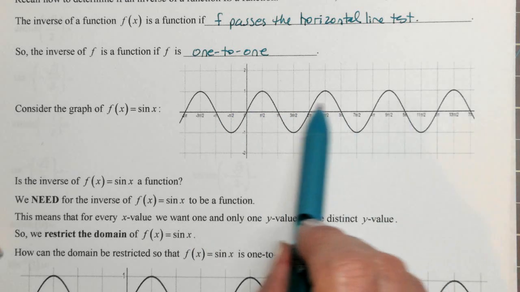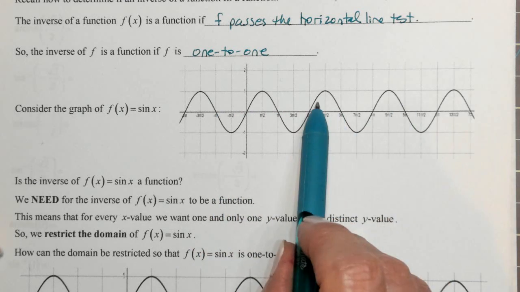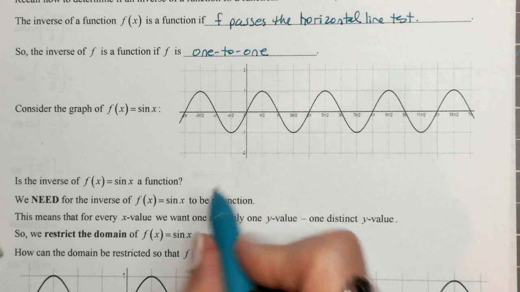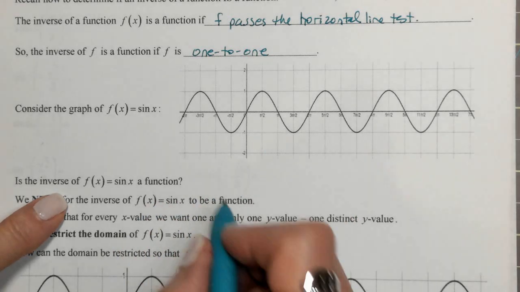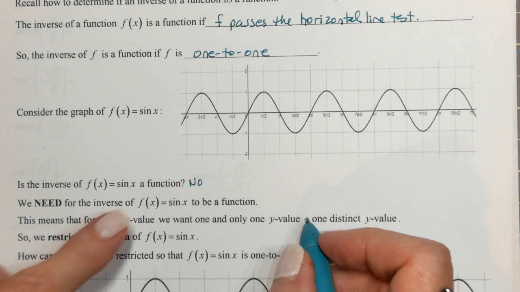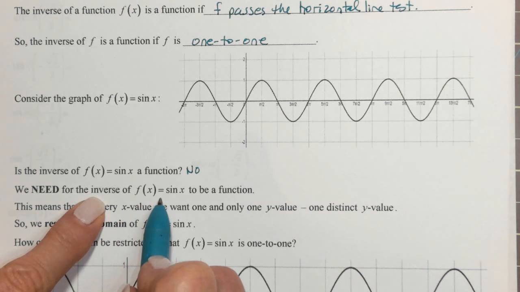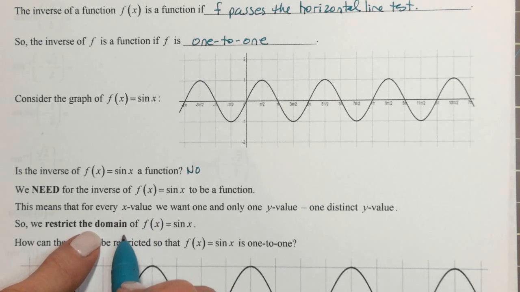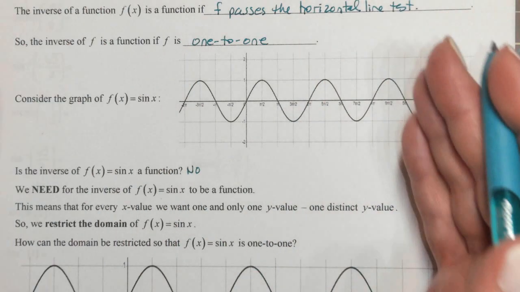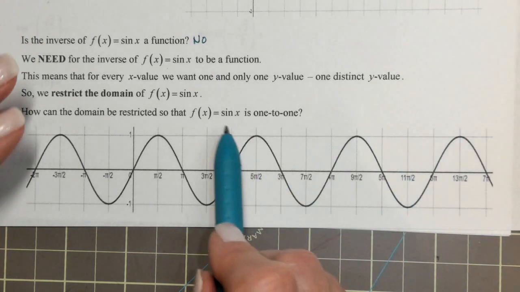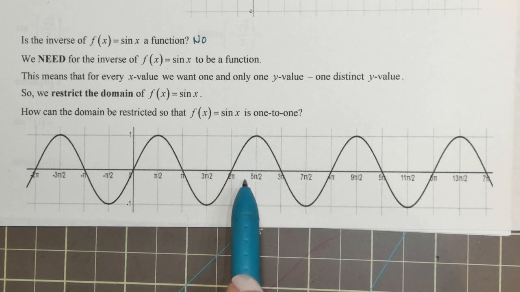There are horizontal lines that pass through this graph more than once, so it does not pass the horizontal line test. So right now, no, this is not a function. The inverse of sine x would not be a function, but we need it to be a function. And because we need the inverse to be a function, we are going to restrict the domain of sine x. We're going to restrict it so that sine x is 1 to 1.